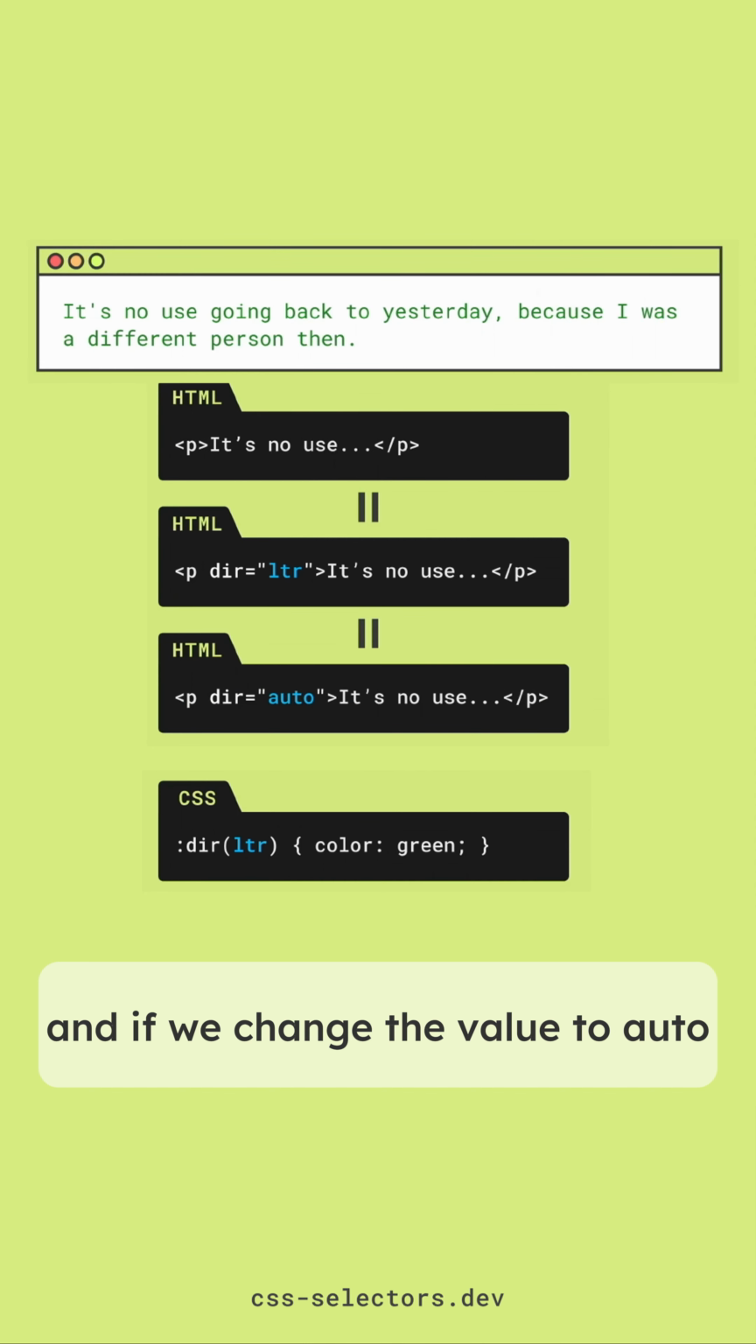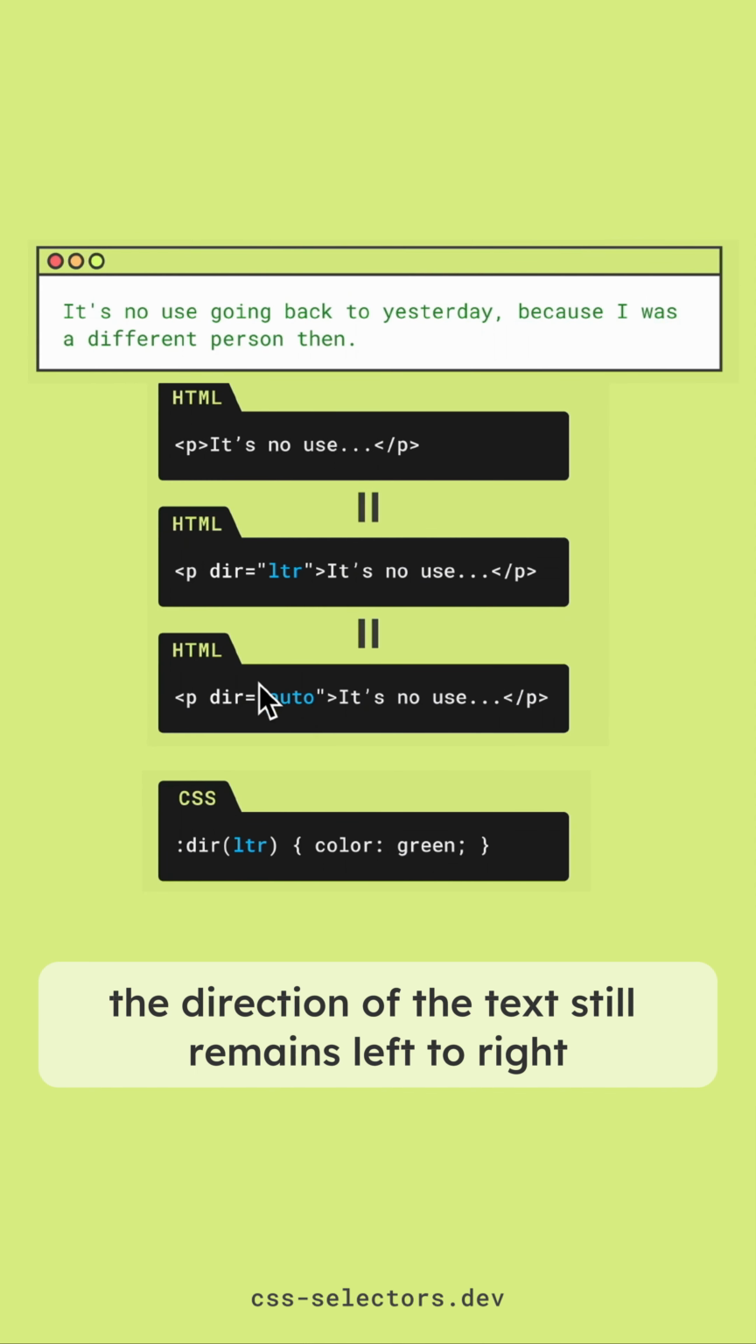And if we change the value to auto, the direction of the text still remains left to right, so this pseudoclass will still select this text and apply the green color.